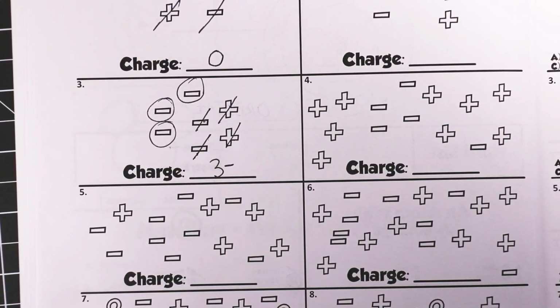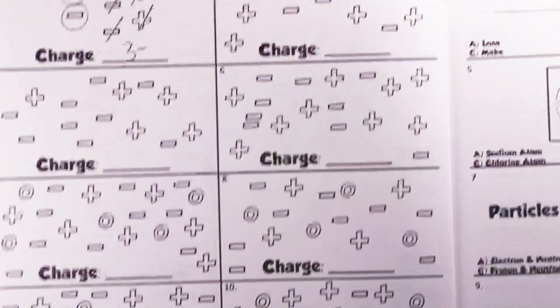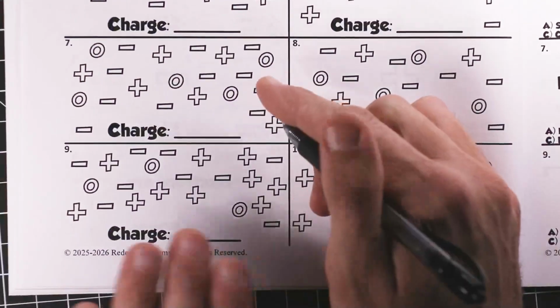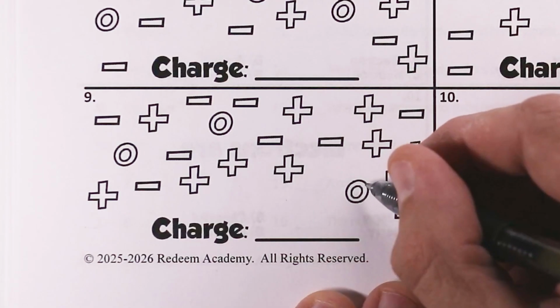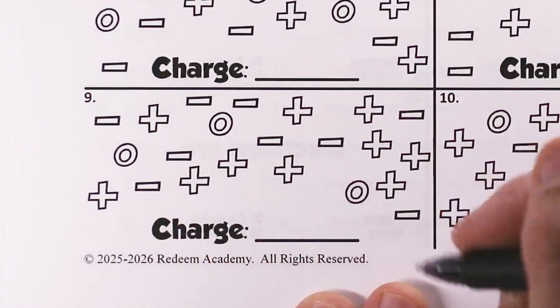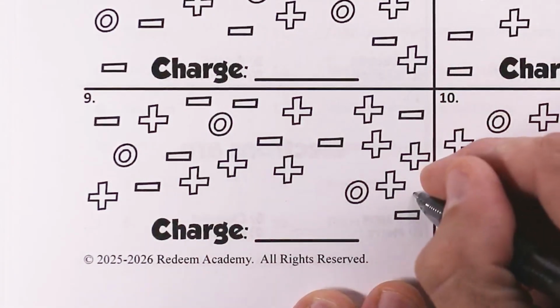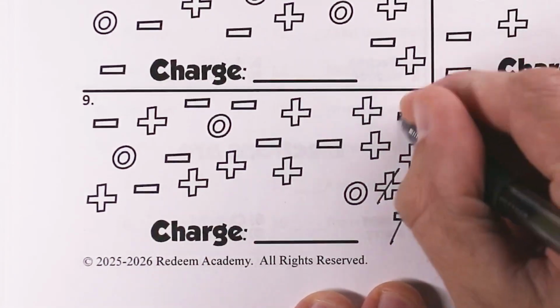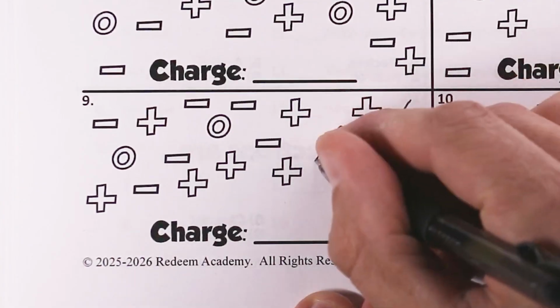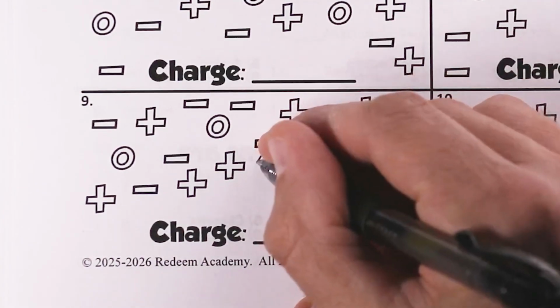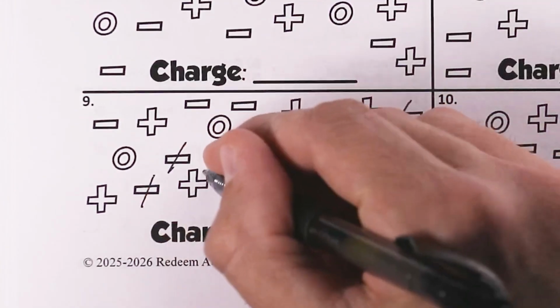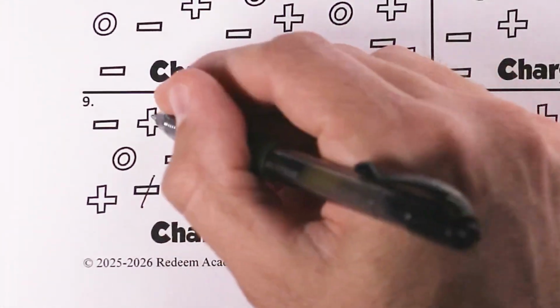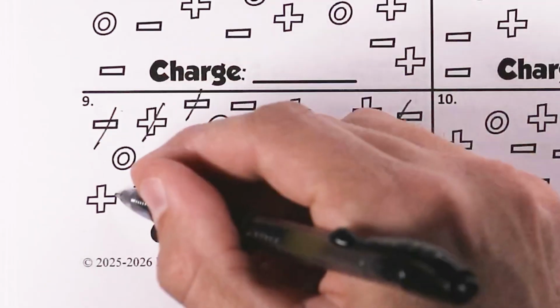Now let's go do a really hard one. Let's go do number 9. These get really complicated. Okay, these have neutrons in them as well. You can just ignore the neutrons. So, negative cancels positive, negative cancels positive, and so on, pairing each negative with a positive.